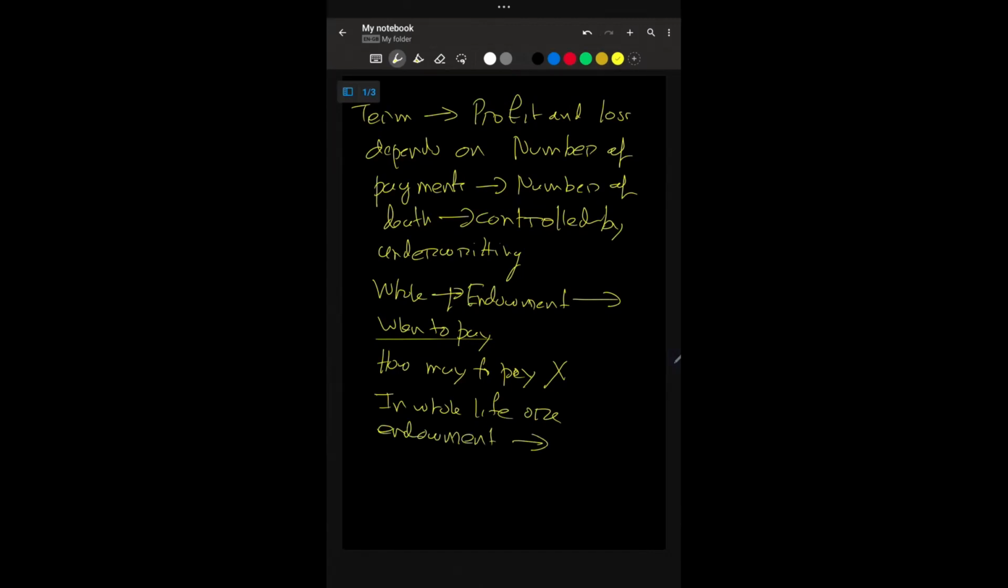So in whole life and endowment, we have investment surplus, and that is why these policies are known as saving policies, because the insurer makes the main profit from the saving component, as compared to term policies where the insurer is taking advantage of the mortality surplus, or getting bogged down by the mortality loss, right? So in term, the number of payments is controlled by underwriting, but in whole life and endowment, it is the timing of payment, and because it is timing of payment, it is related to investment.